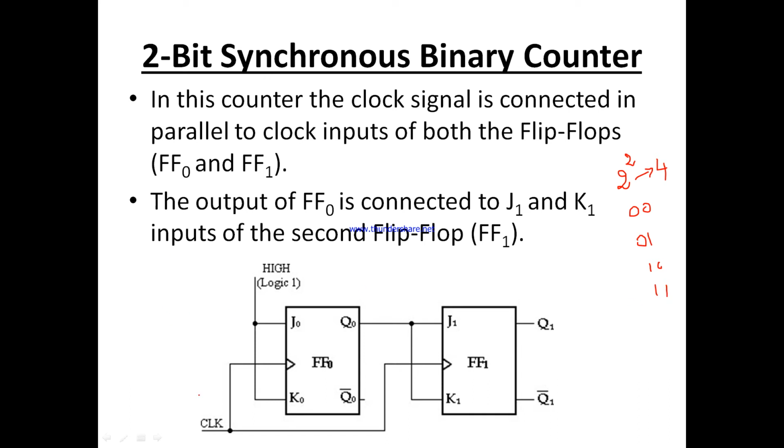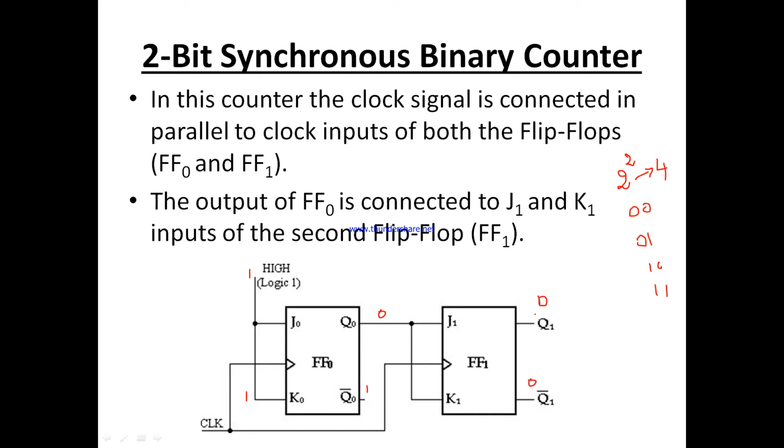The design is very simple. We are using only 2 JK flip-flops. The JK inputs are always 1 for the first flip-flop. Initially, assume that all the values are 0.